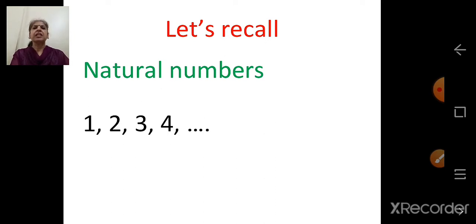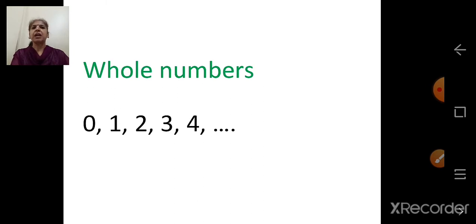And when 0 is added to the set of natural numbers, they become whole numbers. That is 0, 1, 2, 3, 4 and go on. So they are known as whole numbers.